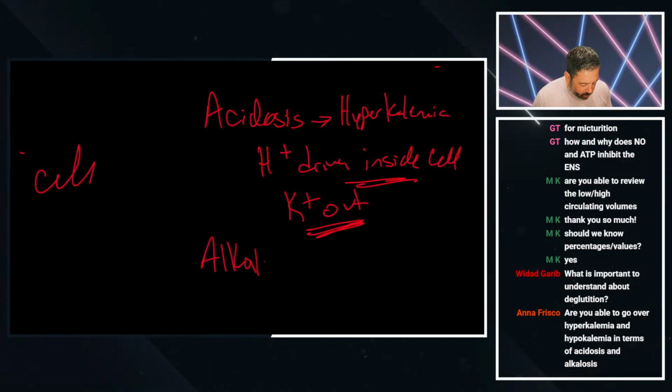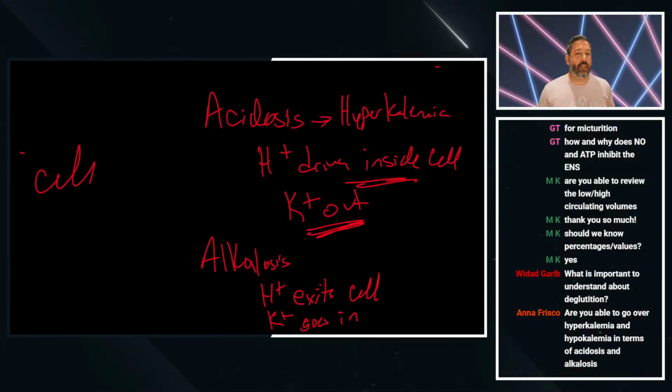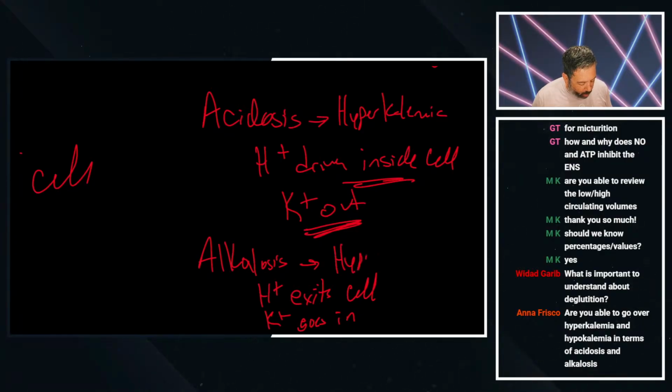If you have alkalosis, we need to get the hydrogen out. We've got to buffer all this stuff. Okay? So hydrogen exits the cell, and potassium goes into the cell. We have this exchanger going on. So alkalosis, now we're driving potassium into the cell. Alkalosis causes hypokalemia.